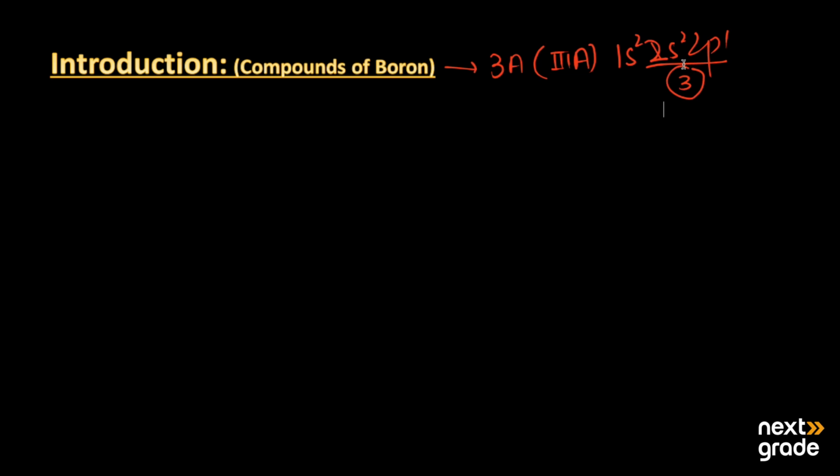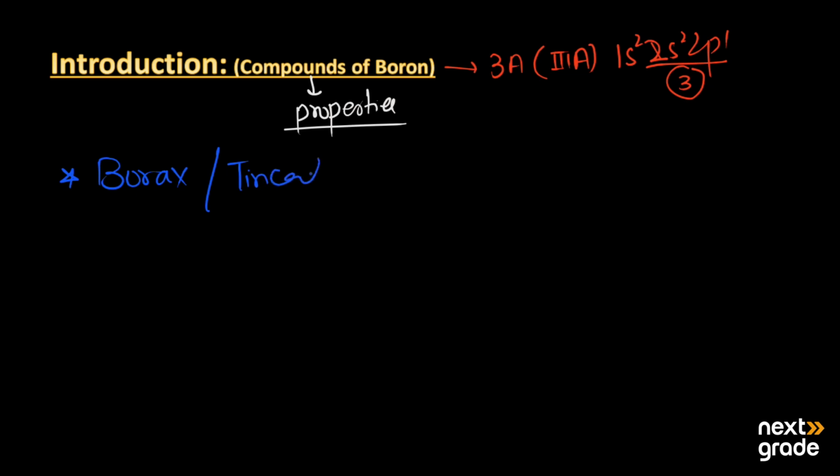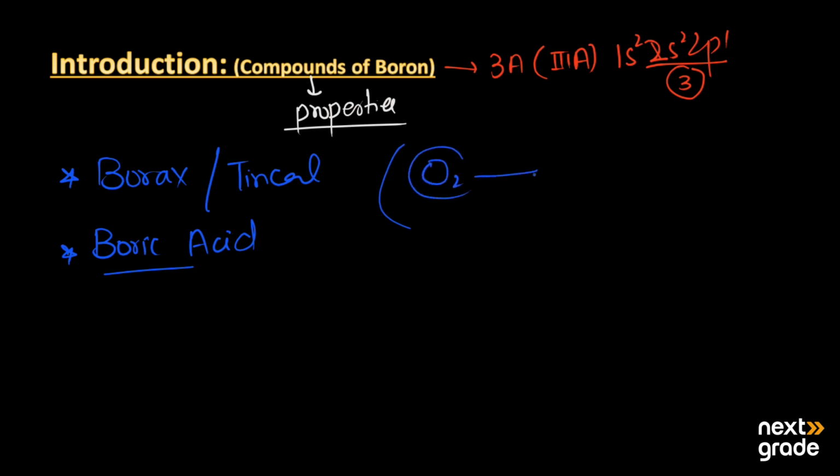So here we will study how boron makes bonds with other elements and what are the main properties of its compounds. We have two types of compounds of boron. The first one is borax, which is also known as tincal or tincal powder. The second compound is boric acid. In nature, boron is mainly found combined with the oxygen element, so mainly all of them are oxides.